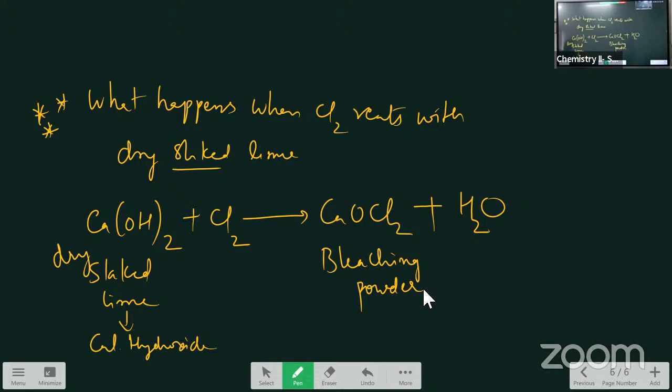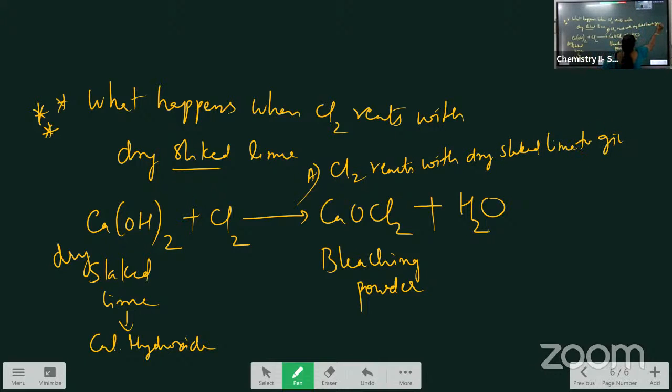What happens when Cl2 reacts with dry slaked lime? So what is the statement? Cl2 reacts with dry slaked lime to give bleaching powder. You can write this statement.